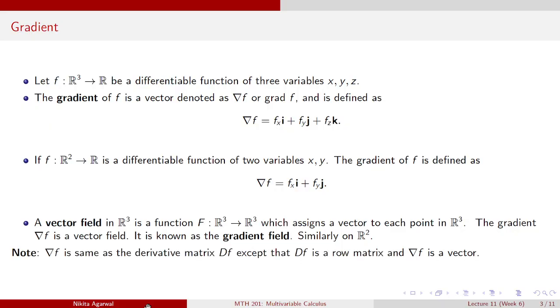It's important to note that grad f is the same as the derivative matrix df, except that df is a row matrix and grad f is a vector. Recall that the derivative matrix df is a row vector. It has size 1 cross 3 and the entries are nothing but the partial derivatives fx, fy, fz. So when you write df, the derivative matrix, you write it as a matrix, whereas grad f is written as a vector. But the entries are the same.